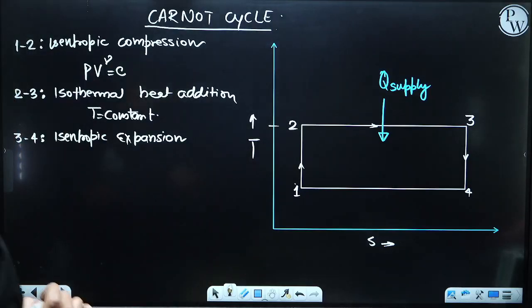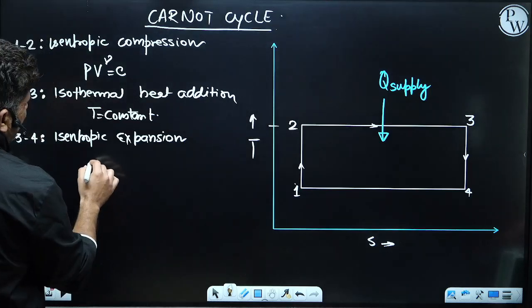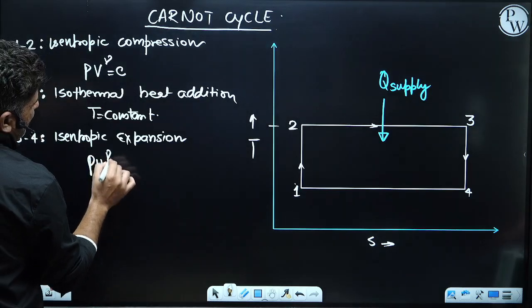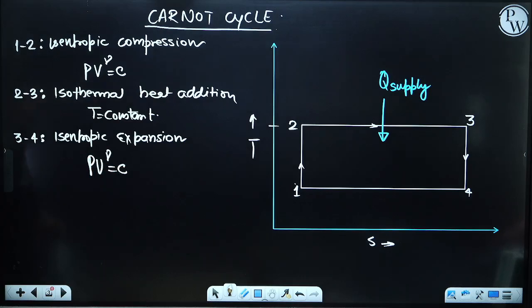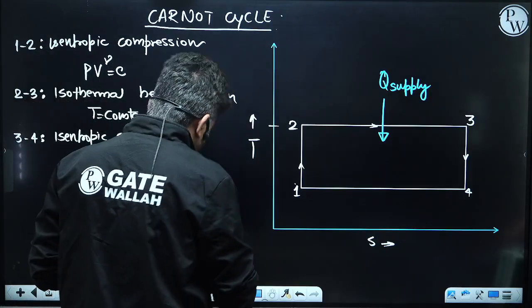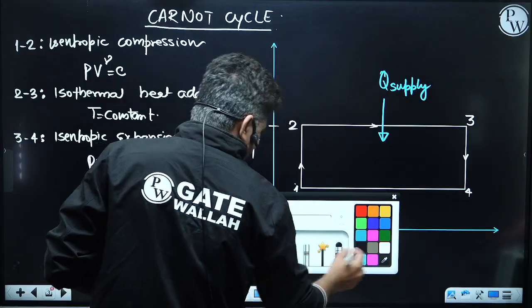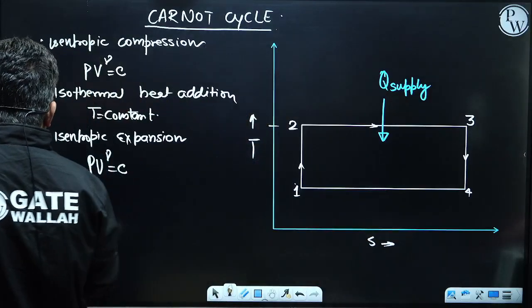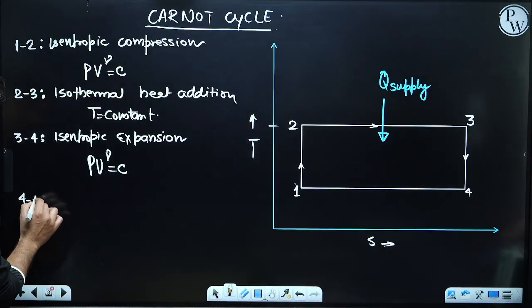So can I say isentropic expansion will also be following PV to the power gamma equal to constant? Any isentropic process, compression or expansion, both will follow PV to the power gamma equal to constant. So that is a very interesting process. As we study the detailed course, we will see this. The next, going for 4 to 1.